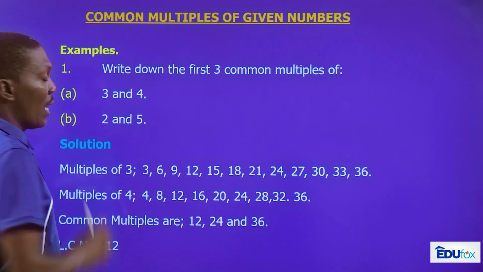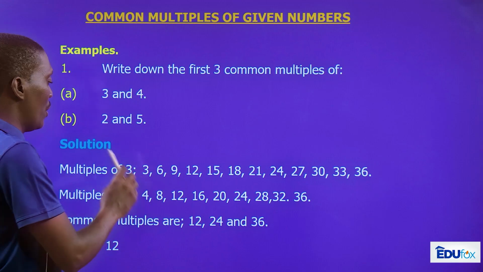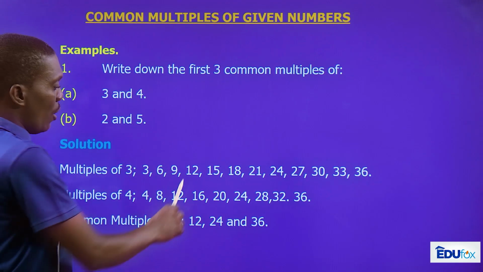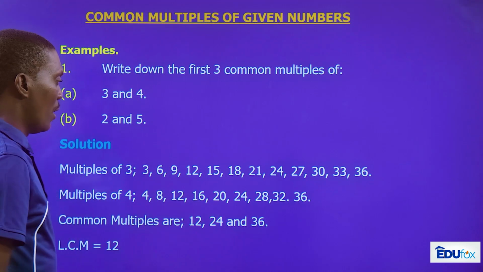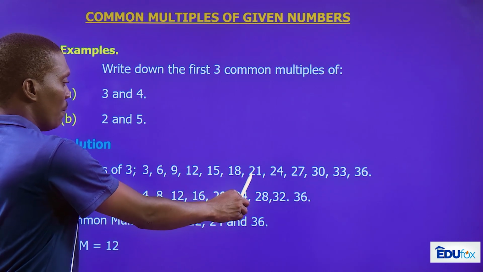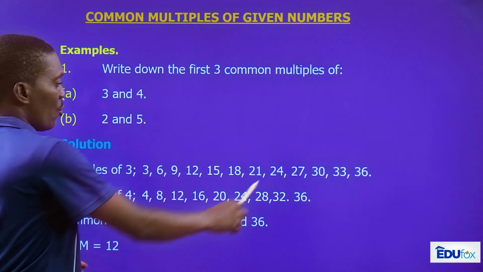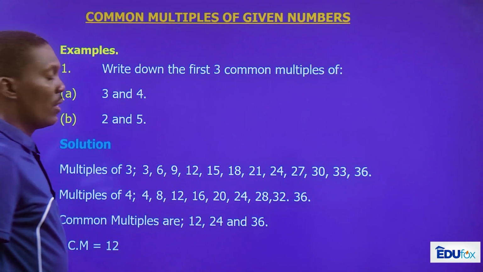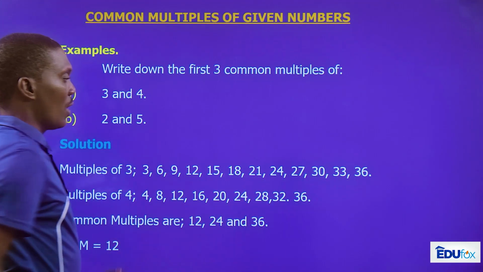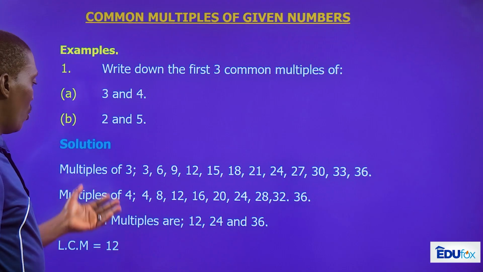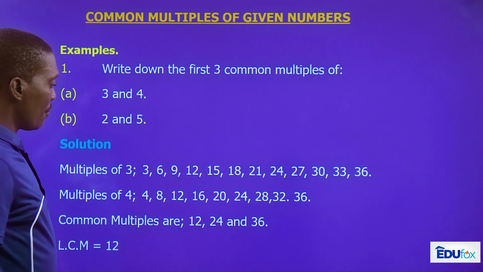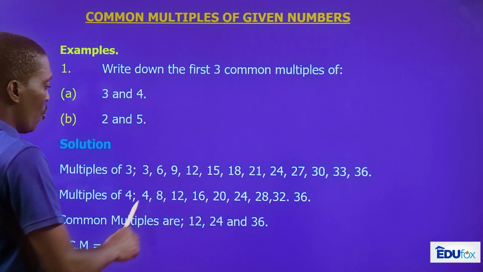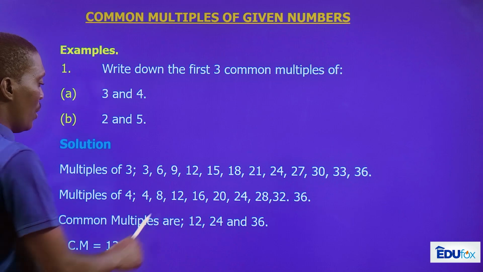So if we do our 3 times table, 3 times 1 is 3, times 2 is 6, times 3 is 9, times 4 is 12, times 5, 15, times 6, 18, times 7, 21, times 8 is 24, times 9 is 27, times 10 is 30, times 11, 33, and times 12 is 36. We do the same for 4. Multiples of 4 are 4 times 1 is 4, 4 times 2 is 8, 4 times 3 is 12.